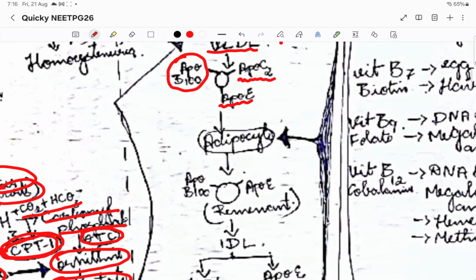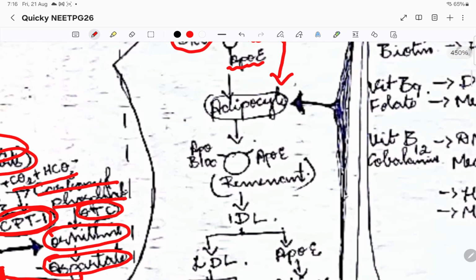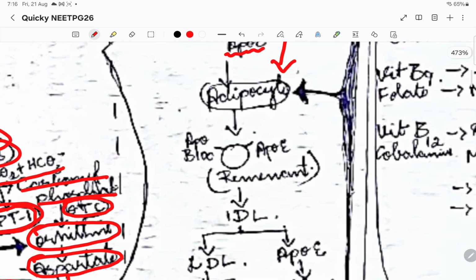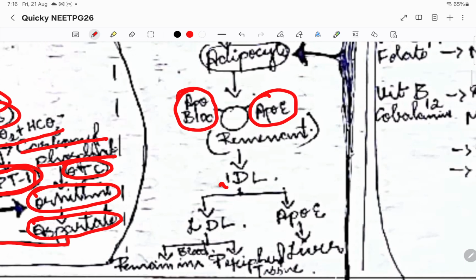Okay, how is this happening? Same thing, just like LPL had recognized ApoC2, here also adipocytes will recognize ApoC2 and take it in. So finally, the triglyceride starts storing in the adipocyte. Then the same thing happens, remnant, ApoB100. There it was ApoB48. Here the remnant will have ApoB100 and ApoE. So this remnant will be converted to IDL.